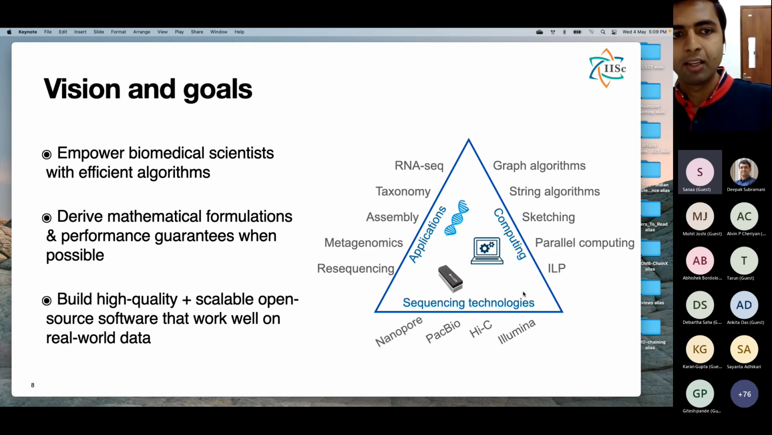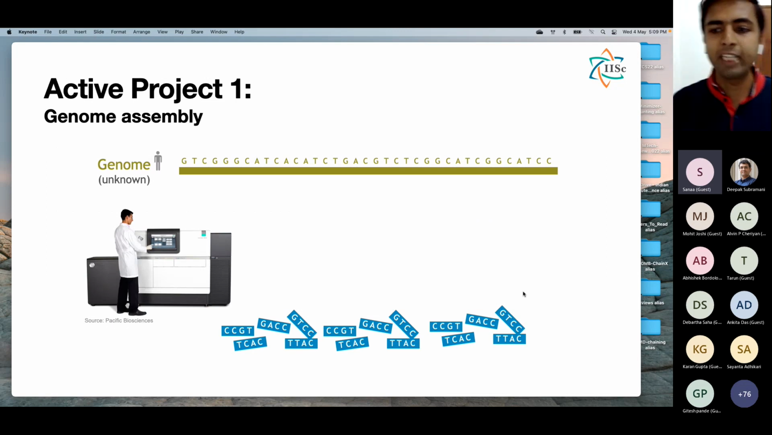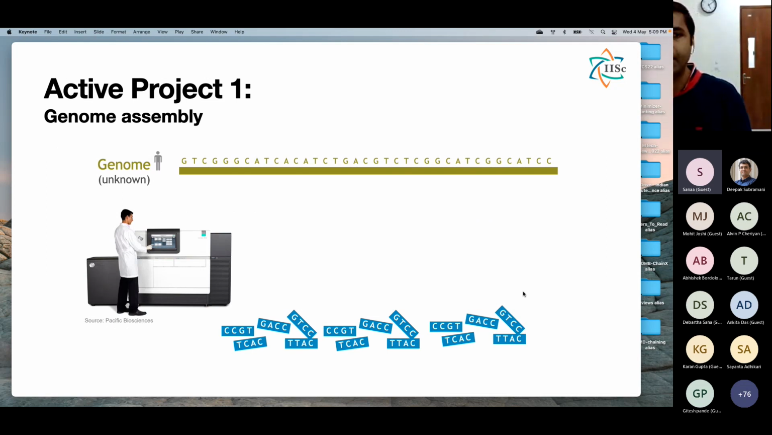Right? Okay. So let me move on to some of the project examples that we are working on in our lab. Based on that, you will have an idea of what the challenges involved are.